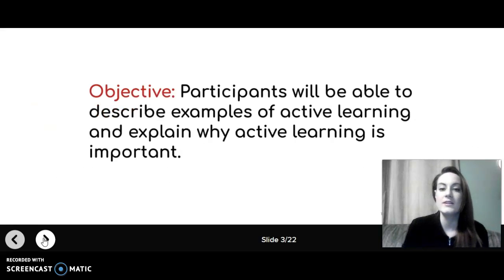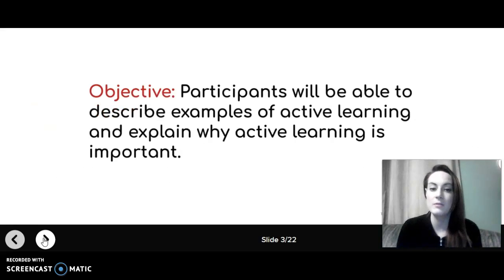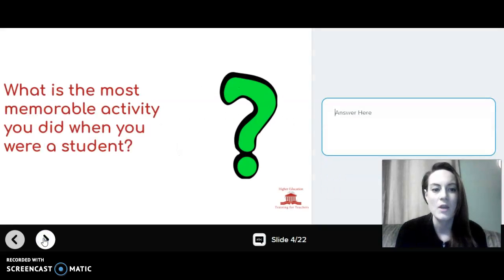So the objectives for this lesson are that participants will be able to describe examples of active learning and explain why active learning is important. What is the most memorable activity you did when you were a student? What was my most memorable activity? I remember doing group presentations.